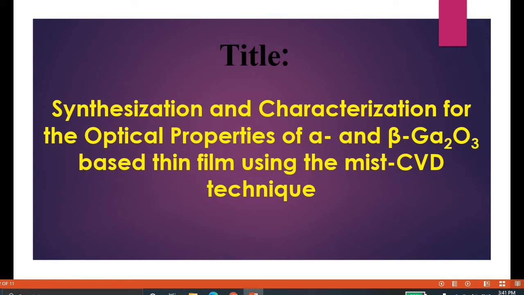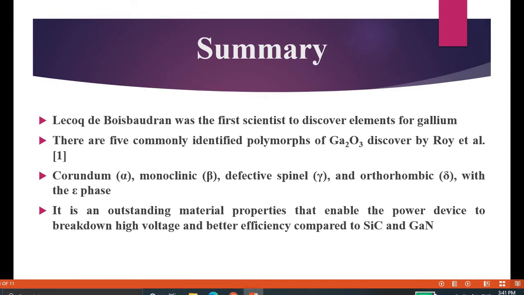So my research proposal title is the synthesization and characterization of the optical properties of alpha and beta gallium oxide, based on thin films using the mist-CVD technique. So this is the executive summary for this research proposal.